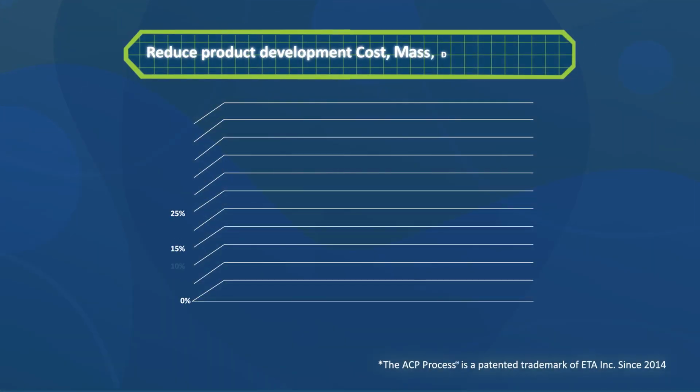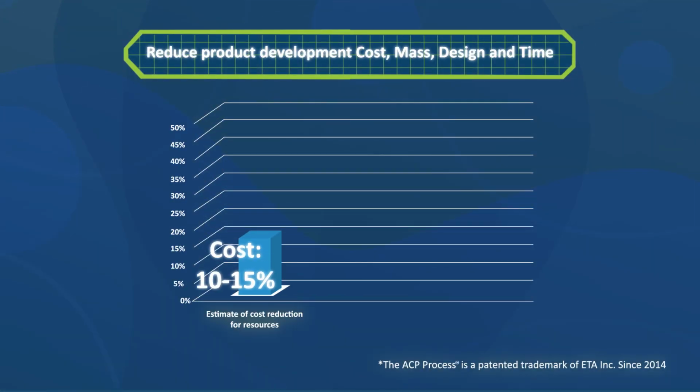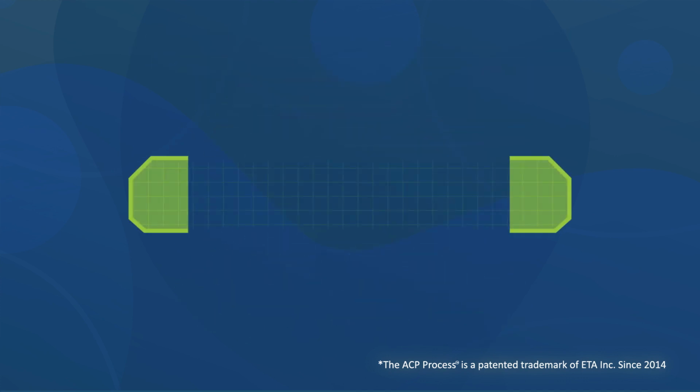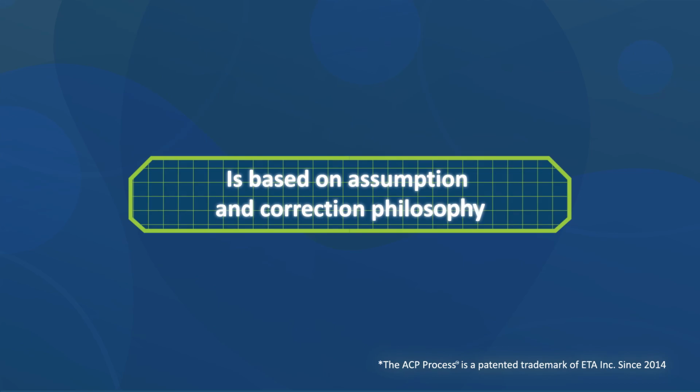A process that can reduce cost of resources by 10 to 15%, mass by 20 to 25%, and product design time by 30 to 35% is based on assumption and correction philosophy.